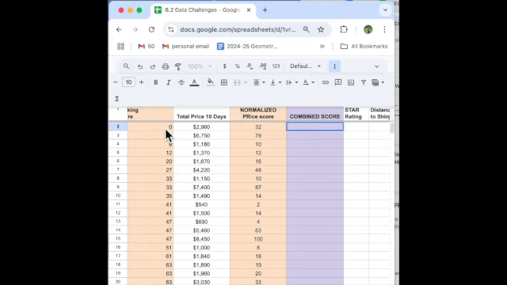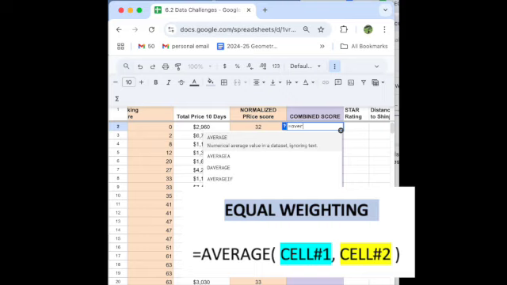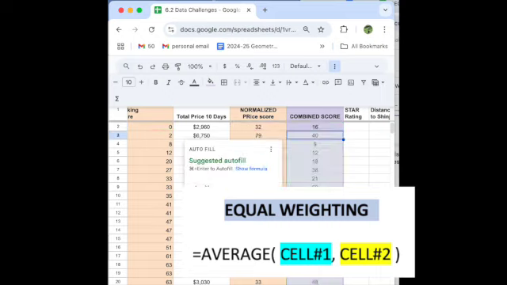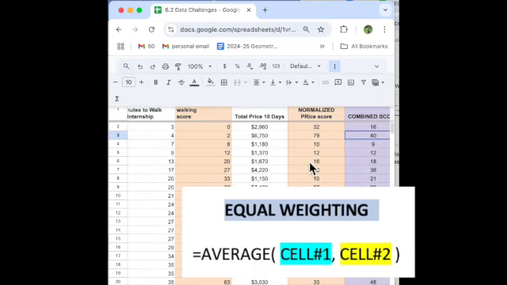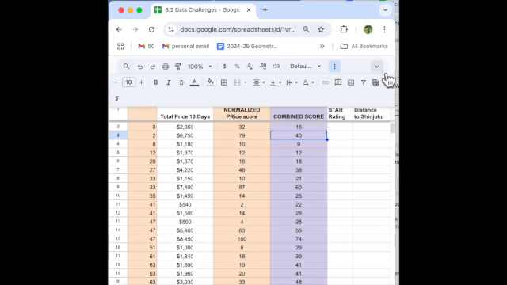Okay, so probably the easiest way to do it is just average these 2 numbers. Equals average. Click, and you can click this box and this box. Oops, this box, comma, this box. Okay, perfect. You got it. So that's your combined score. Cool. Let's do what's called a sanity check.